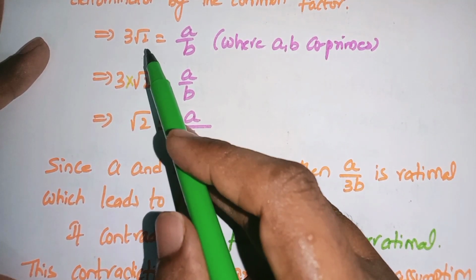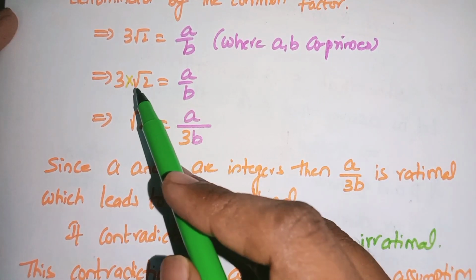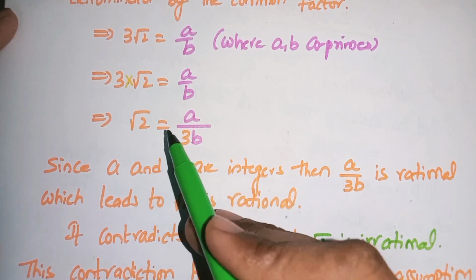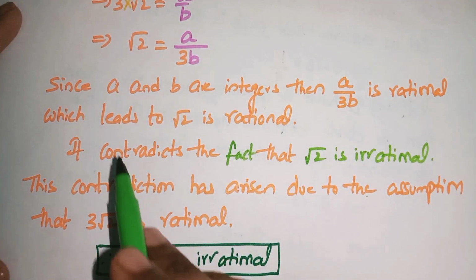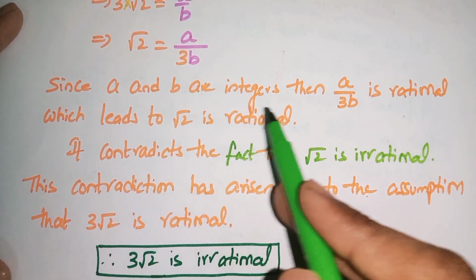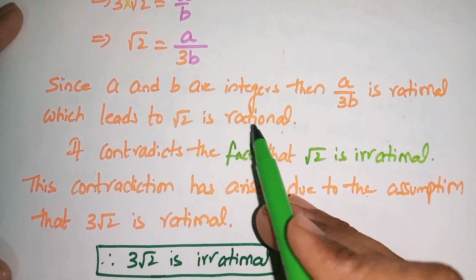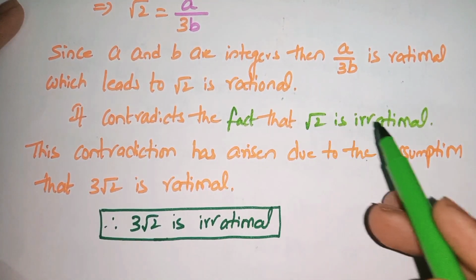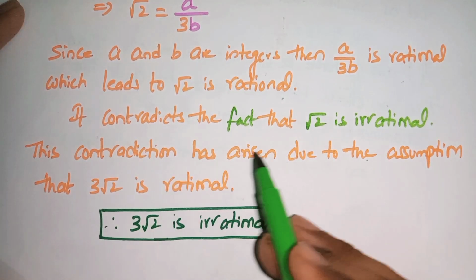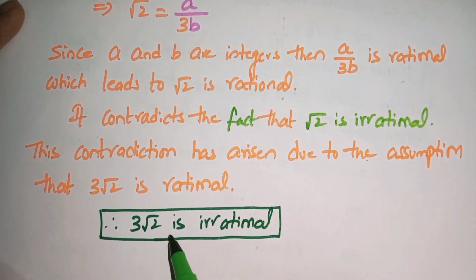So we can write 3 root 2 as 3 into root 2, which is equivalent to a by b. Now transpose the 3 to the RHS, that is root 2 equal to a by 3b. Since a and b are integers, a by 3b is going to be rational, which leads to root 2 is rational. It contradicts the fact that root 2 is irrational. This contradiction has arisen due to the assumption that 3 root 2 is rational. Thus, we can conclude that 3 root 2 is irrational.